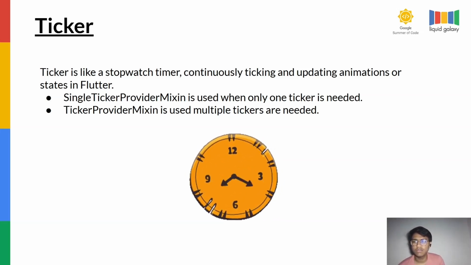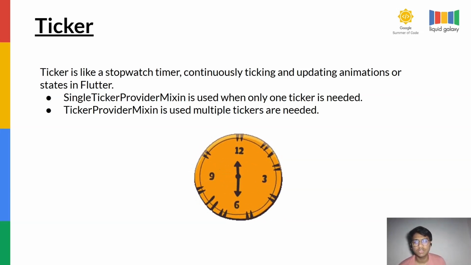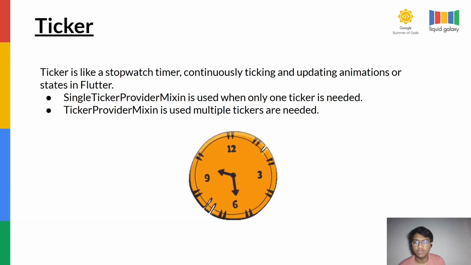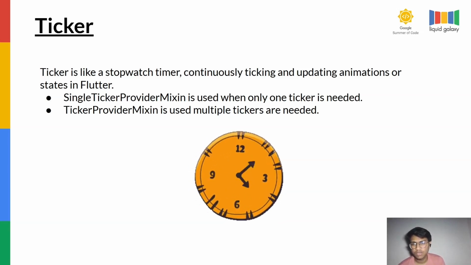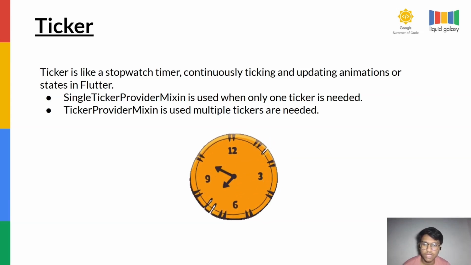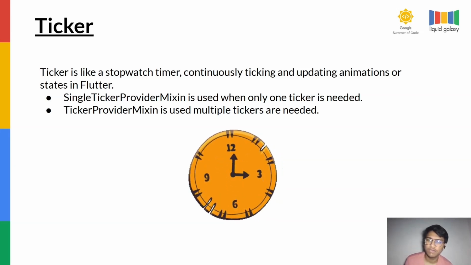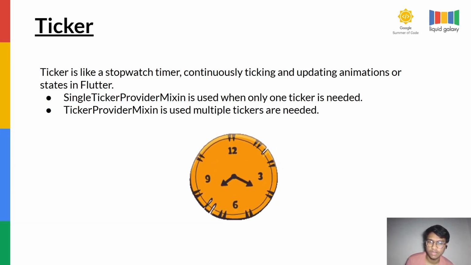So, SingleTickerProviderStateMixin. Basically, mixin is the term used in Flutter if we want to inherit more than one class in some class. If you want to inherit only one class, then you would use the extends keyword. But if you want to inherit more than one class, then you will use mixin.